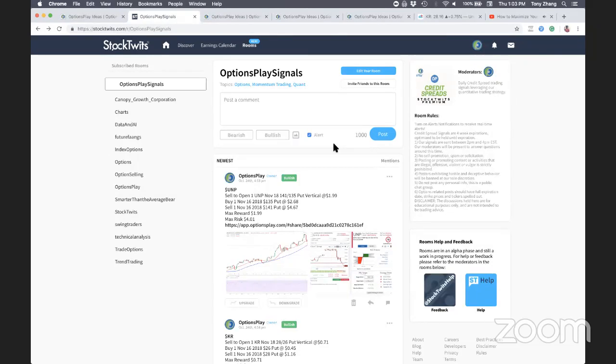Jay is asking, is there a renewal per month? Yes, it's $39 a month, and yes, you can cancel at any time. Is there an annual option for this? Currently there's no annual option. It's only month to month at $39 a month.